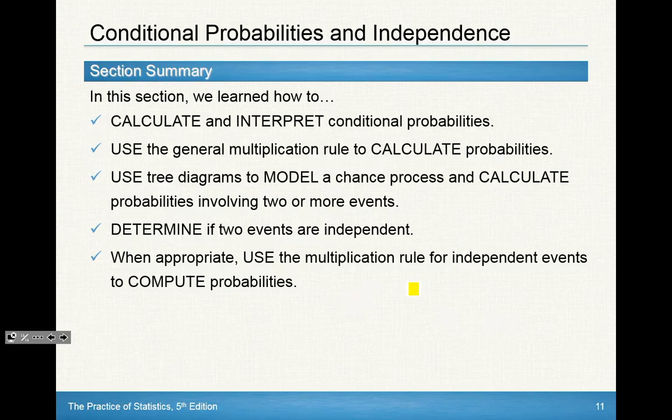We will see tree diagrams used again in our practice worksheet with a little bit more complicated problem than just flipping coins, kind of similar to what we saw with using the internet and then the social network profile example that they gave us. So something similar to that, you'll see the tree diagram used again. And then determine if 2 events are independent, and when appropriate, use the multiplication rule for independent events to compute probabilities. So here it's simplified a lot more. We don't have to worry about any "given" stuff. We're just going to do the probability of A times the probability of B.